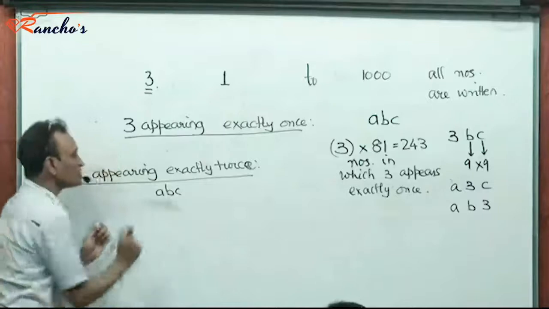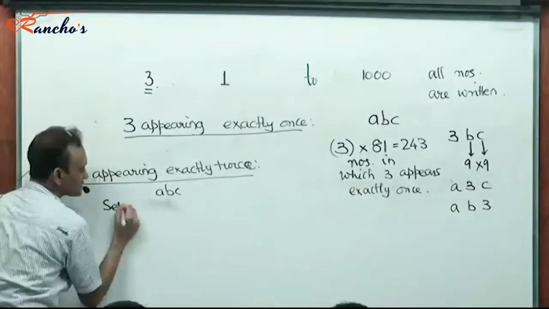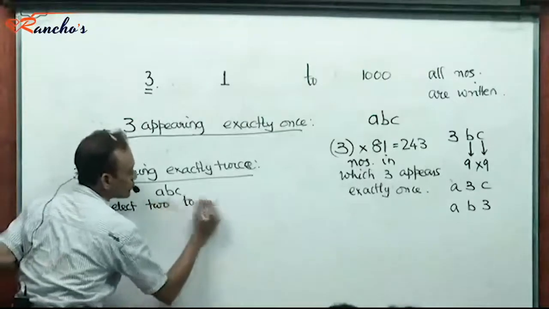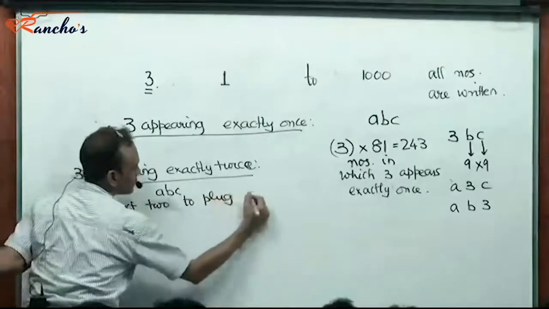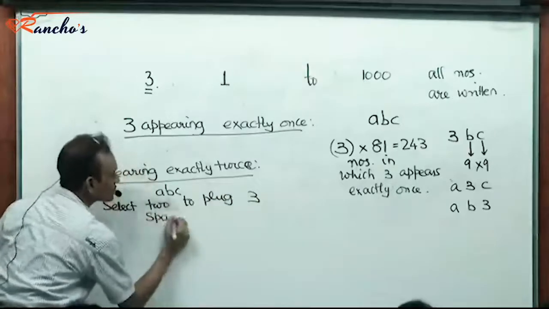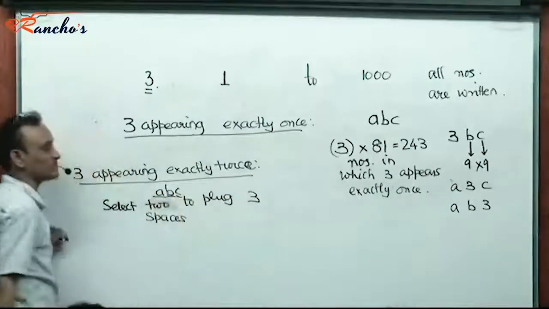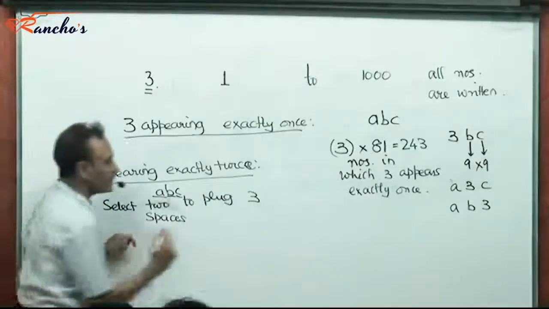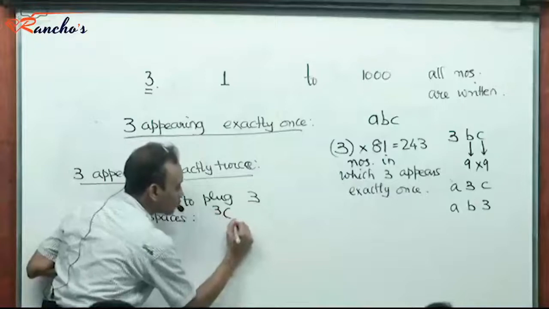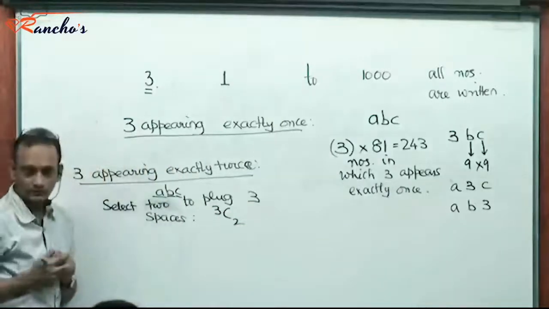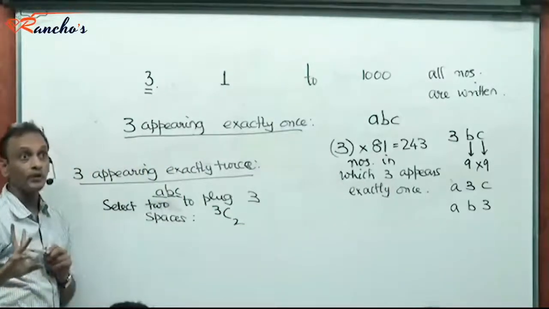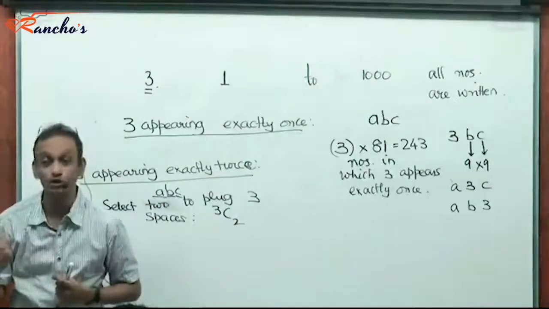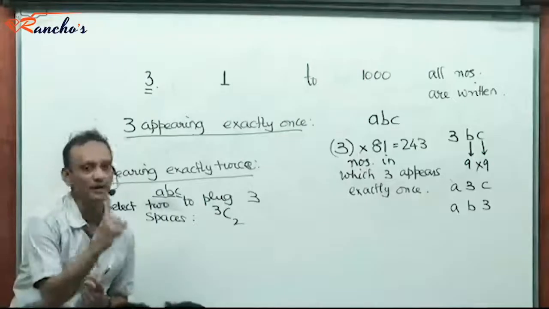Isn't it? So first of all, select 2 spaces to plug 3. A, B and C looked upon as spaces. 2 out of 3 spaces to be selected. In how many ways can that be done? 3C2 ways. Right? The third space could be filled up in 9 ways to the exclusion of 3, because now 3 is appearing exactly twice.